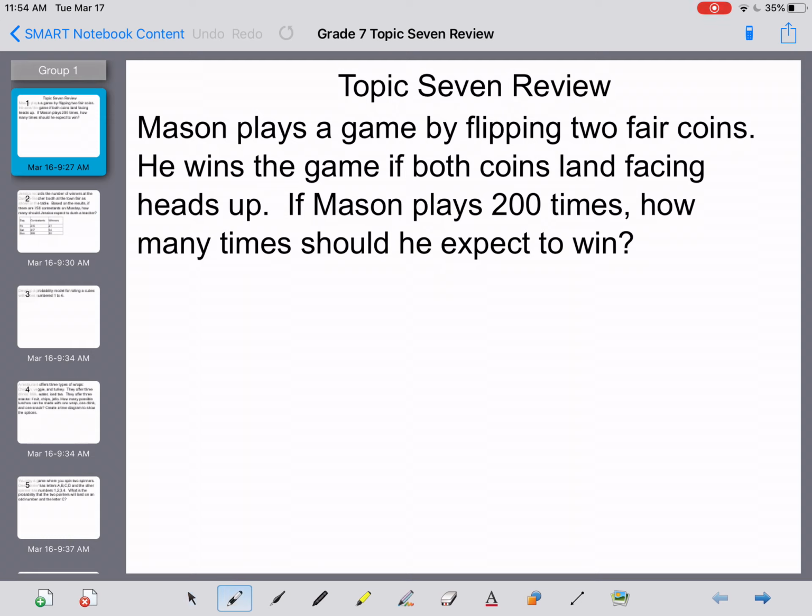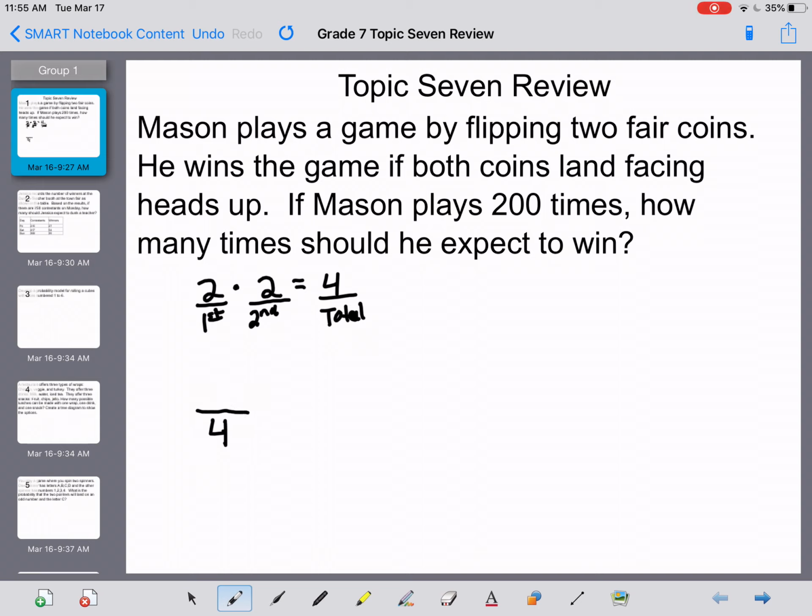The first thing I'm going to do is determine the probability that he wins. In order to win, he needs both coins to land heads up. So I'm first going to determine how many total outcomes there are. This is for the first coin and the second coin. For the first coin, there's 2 options, heads or tails. For the second coin, there's still 2 options, heads or tails. To figure out the total outcomes, I'm going to multiply these numbers. 2 times 2 is 4. So that's how many total outcomes there are. So that's going to be the denominator of my fraction.